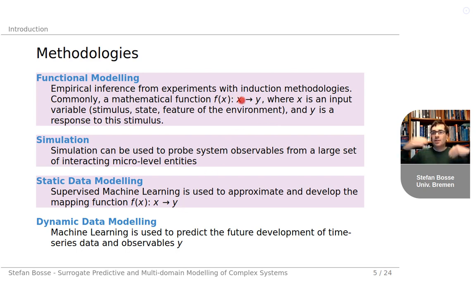For example, the mobility of people has an impact on the infection rate in a pandemic outbreak. So here we use an approximation by supervised machine learning to approximate this unknown model function. And finally, we have dynamic data modeling. That means machine learning is used to predict the future development of time series data and, of course, the desired observables. For example, I know the history of the development of the weekly infection rates or infection cases in a pandemic situation. Then I can predict the future development like stock courses.